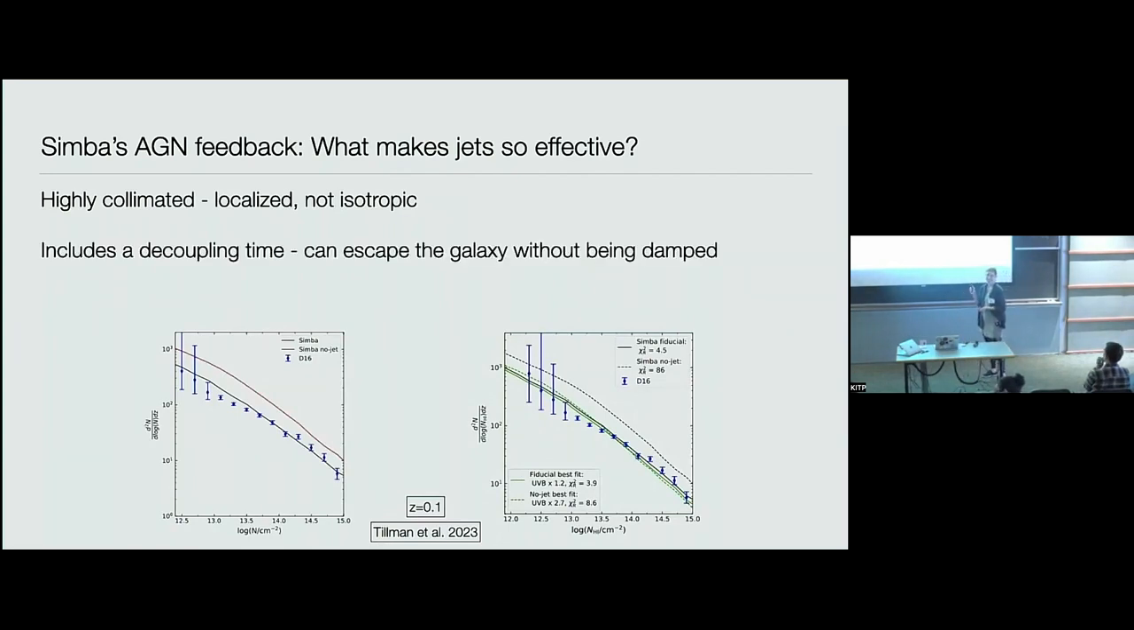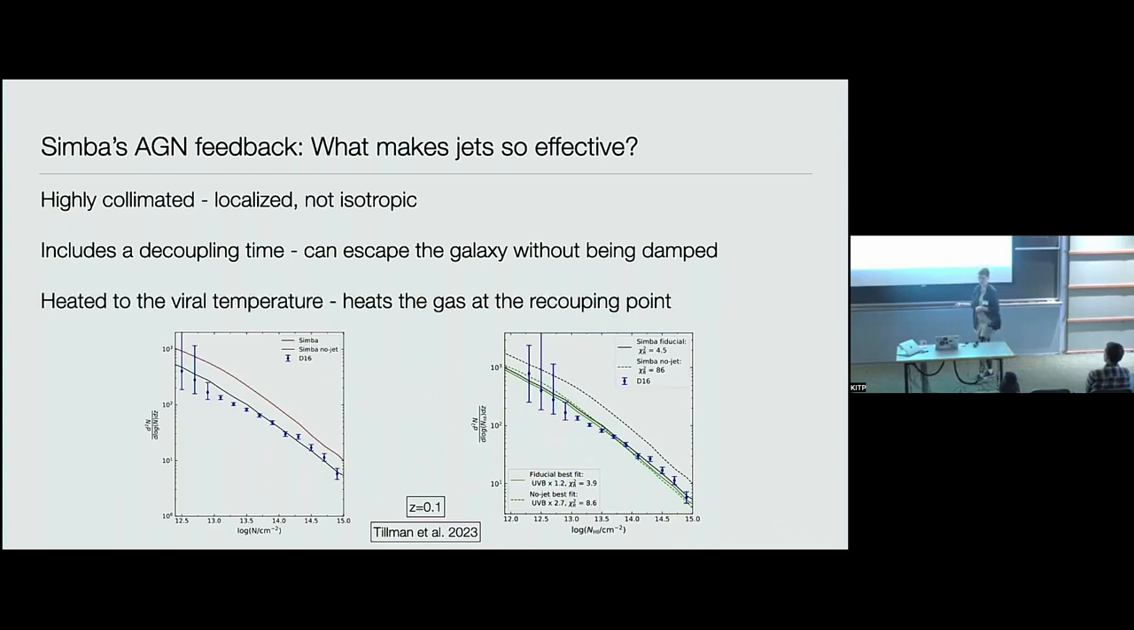There's an included decoupling time in these jets. This one is very important. Stellar feedback models have done this for years, and I don't know why we're not doing this on all of our AGN feedback models. Decoupling is very important in cosmological simulations because they have very low resolution galaxies, so your winds, your feedback is going to be damped. You need to do a decoupling time, and this needs to be motivated by zoom-in high-resolution simulations. So this allows the jets to escape the galaxies without being damped and actually affect the CGM and the Lyman alpha forest, the IGM, and gives us the results that we see.